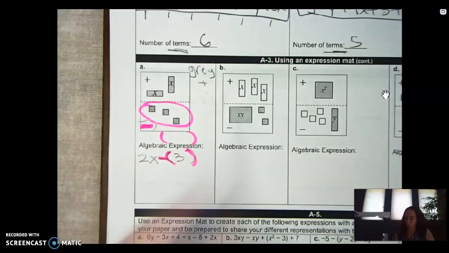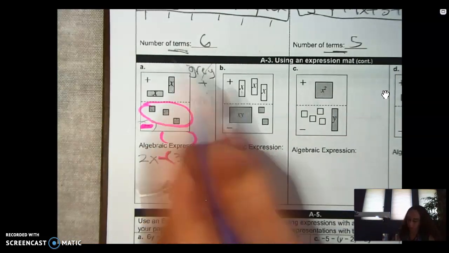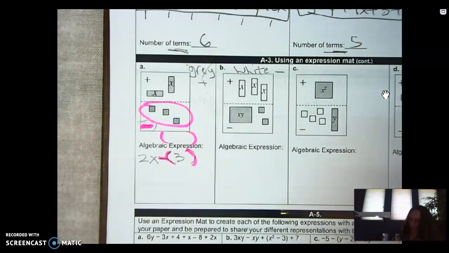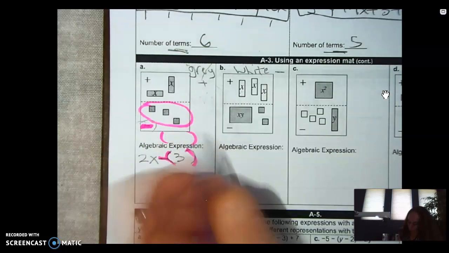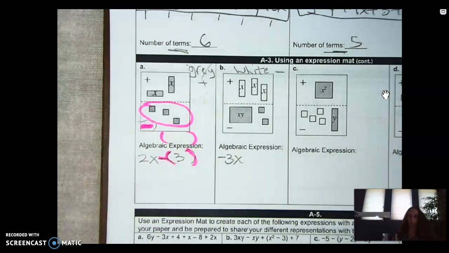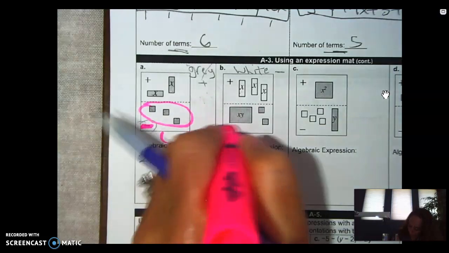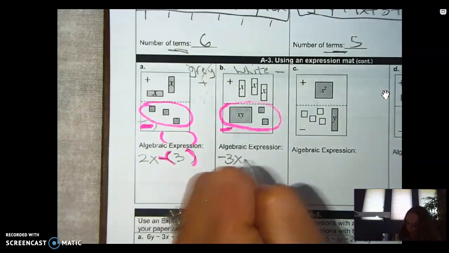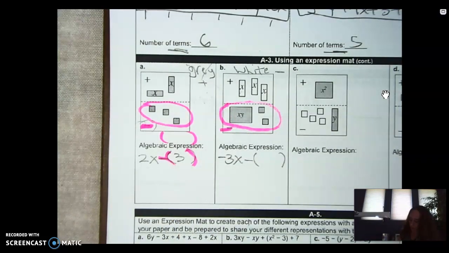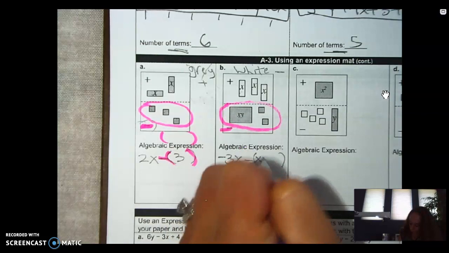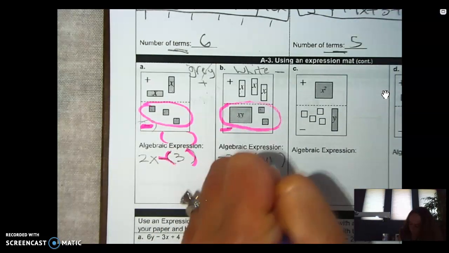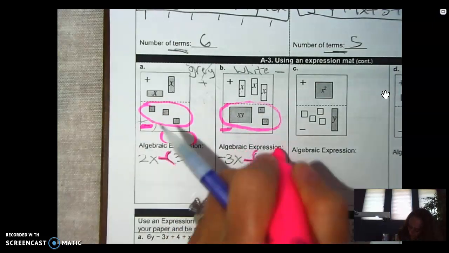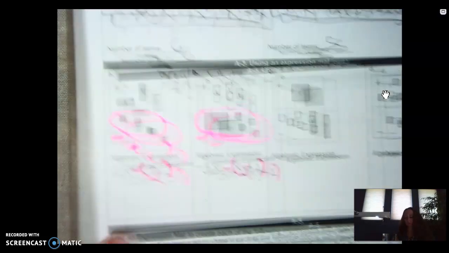Let's go to the next one. This isn't gray, this is white. When it's white, it's negative. So I have 1, 2, 3, negative 3x. And then minus all of this. So now minus all of that. I have an xy plus 2. So there's minus parentheses. Let's try the next one.